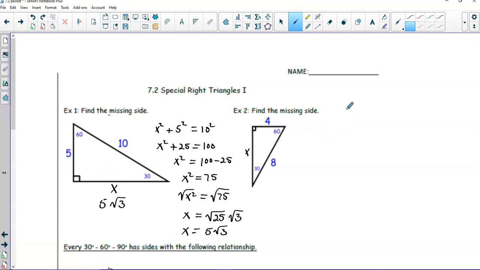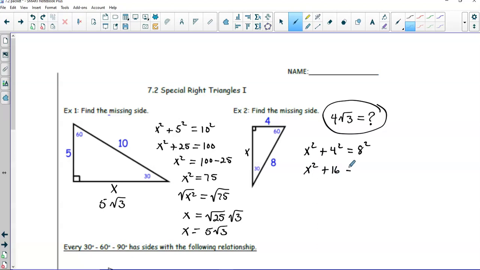Well, can we predict that then this long leg would be 4 square root of 3? Let's see if that is true. I'm asking myself, would this be 4 square root of 3, since it happened here and it happened before. So if we take x squared plus 4 squared equals 8 squared, x squared plus 16 equals 64.